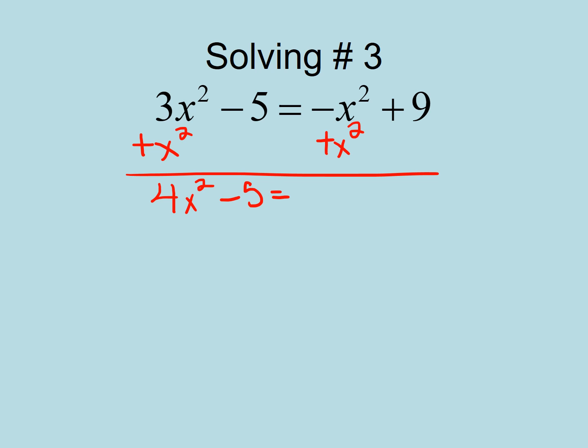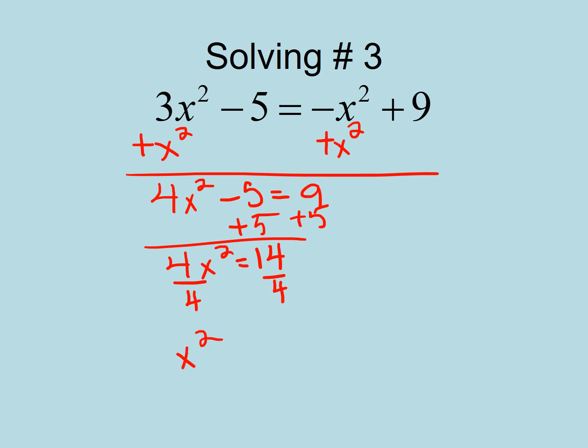Now we solve like normal, so add 5 to both sides. We're left with 4x squared is equal to 14. Divide both sides by 4. We know that 14 divided by 4 is not going to give me a clean number or a whole number. So let's reduce the fraction. We can take a 2 out of the top and the bottom. So that reduces down to 7 over 2. 14 divided by 2 is 7. 4 divided by 2 is 2.